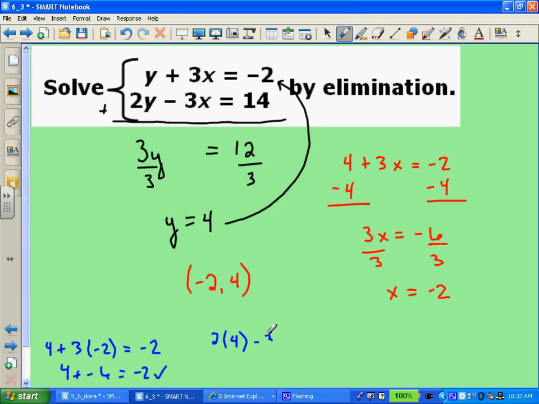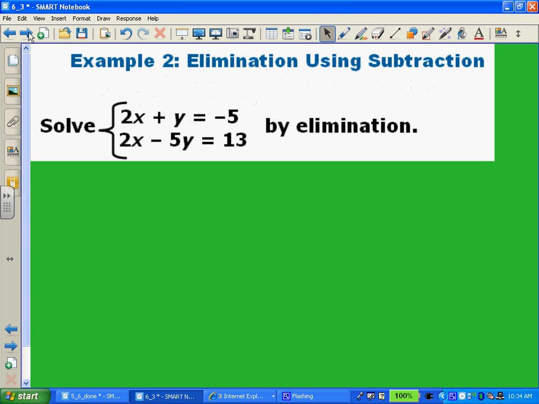And I have 2 times 4 minus 3 times negative 2 equals 14. So that's 8 minus negative 6, so 8 plus 6 equals 14, and that works. So my solution is negative 2, 4. So that's elimination by adding the equations together.